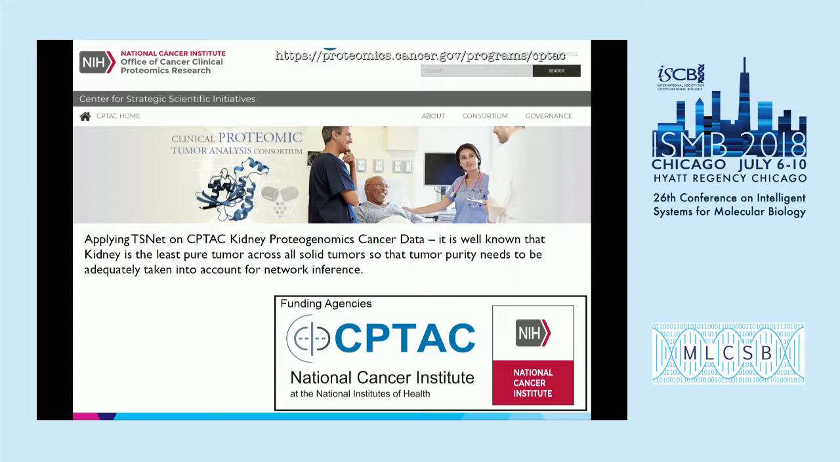One of the cancers is kidney, and it's well known that kidney is the least pure tumor across all the solid tumors, so we are pretty excited to apply this method there and also borrow information across proteomics and gene expression data. So there is also some model development that is expected. And for kidney, there is severe immune infiltration, and we will try to characterize not only tumor versus non-tumor, but different cell types. Of course, you have an identifiability issue there, but there are some ways to handle that. Thank you so much for the attention.